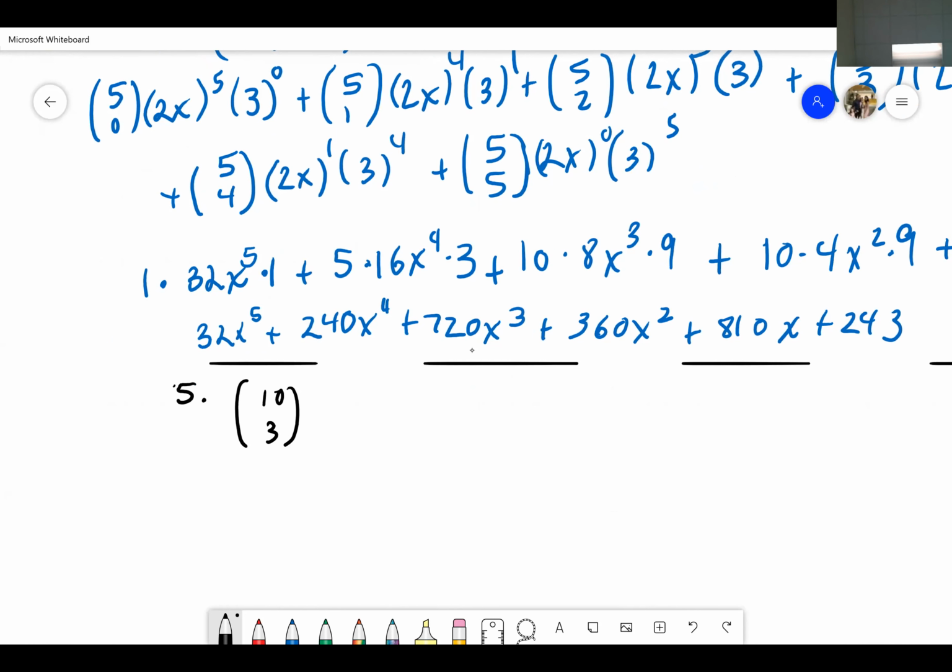All right, guys, so how do we do 10 choose 3? I don't want you to do it with a calculator. I want you to do it by hand. So remember, nCr is equal to n factorial divided by n minus r factorial times r factorial. This is a combination. So that's 10 factorial divided by 10 minus 3 factorial times 3 factorial.